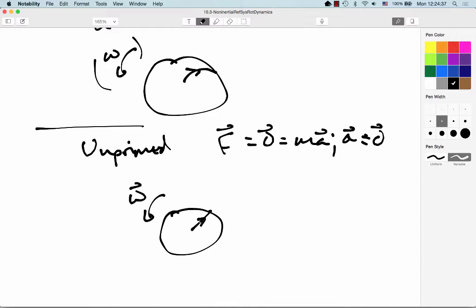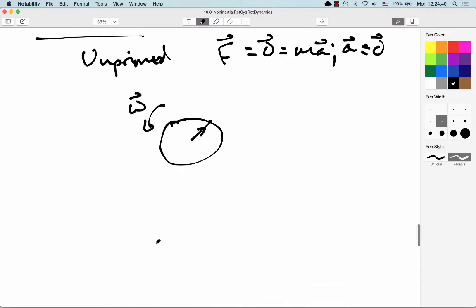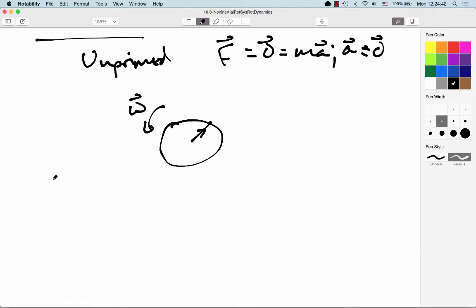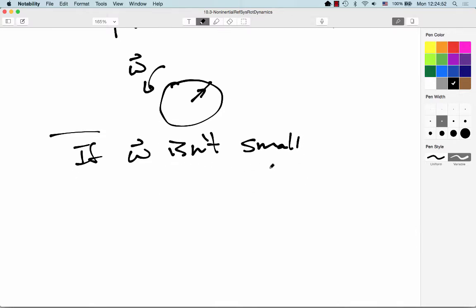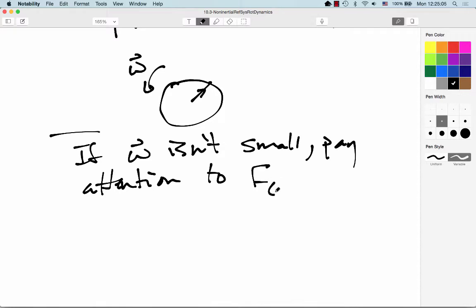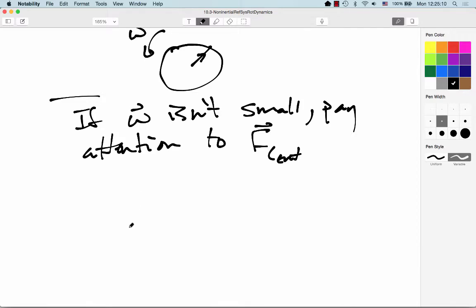Now, if omega isn't small, then we have to be a little more careful. If omega isn't small, we can't neglect the centrifugal force. So you have to pay attention to that now too, which is always trying to throw you outward.